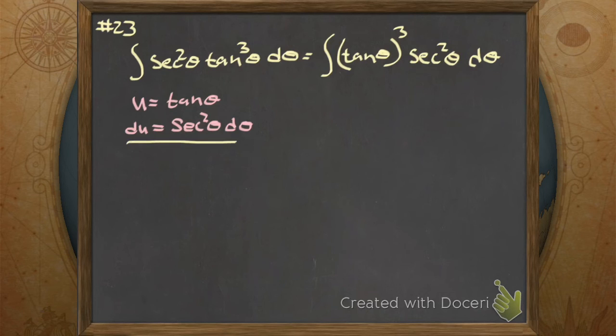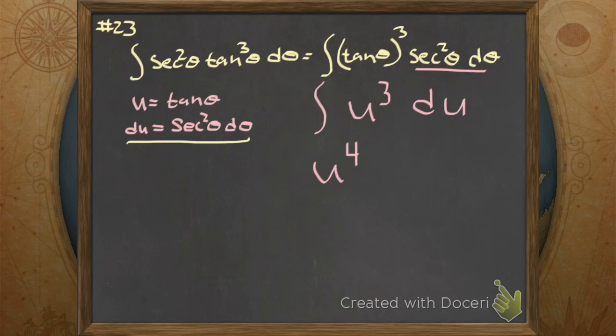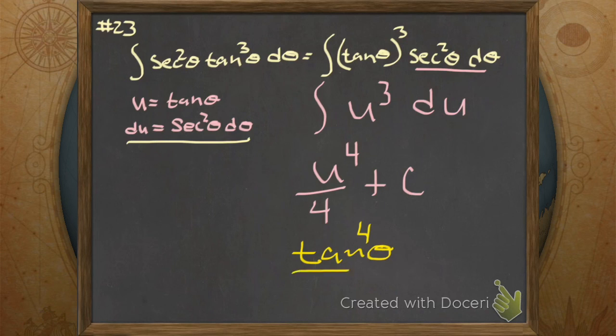I'm going to put my du right there. So that's du, and then I'm going to make my sub on tangent. Since the tangent was u, I can write u to the third. And again, I have that general power rule. I add one and I divide by it, so that's u to the fourth over 4 plus c. And then we make our back sub. One last step. What was u? That's the tangent of theta, over 4 plus c.